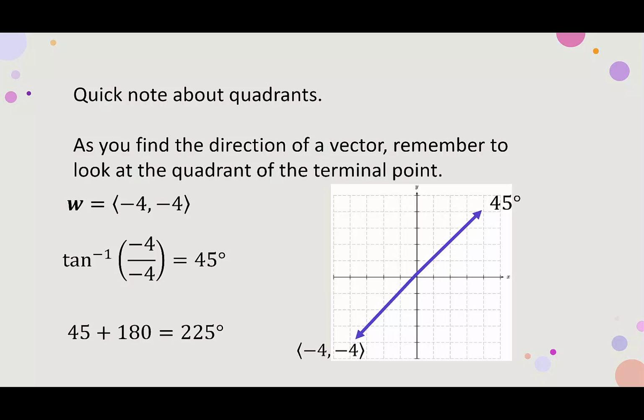Remember, when you're using the inverse trig function, it's always going to pop up answers that are in quadrant 1 or quadrant 4. Anytime your vector is in quadrant 2 or quadrant 3, you're going to need to use reference angles to find the actual direction of the vector.